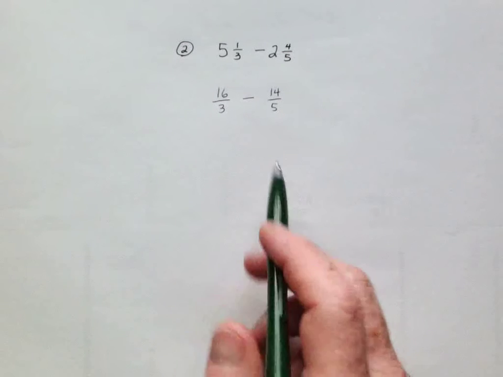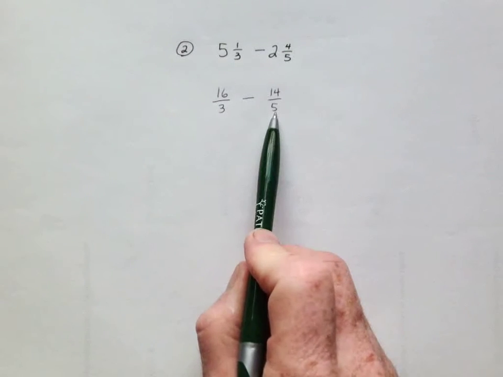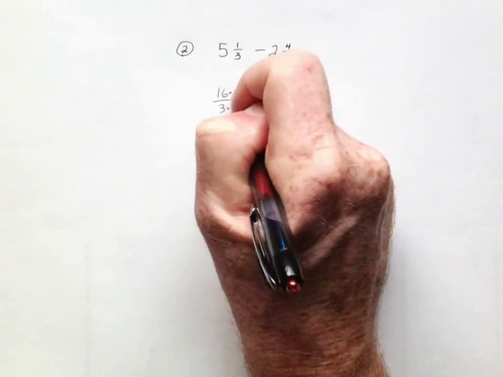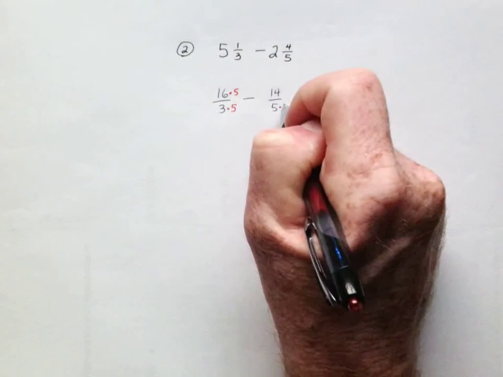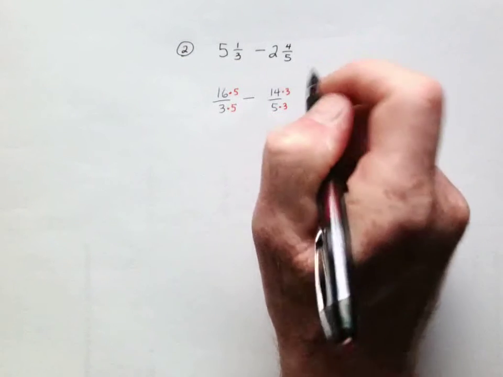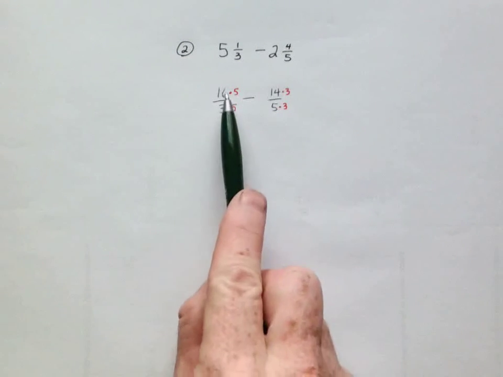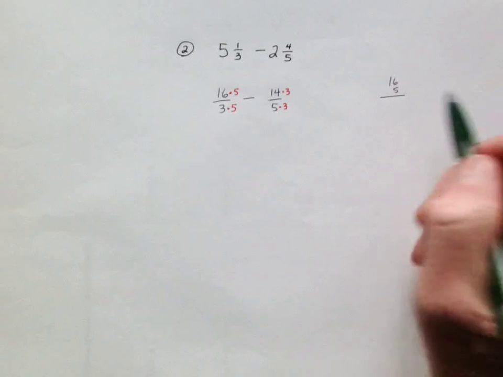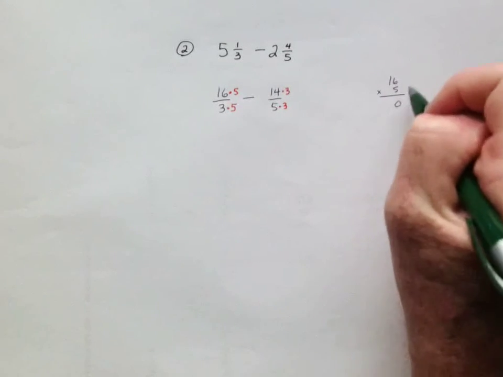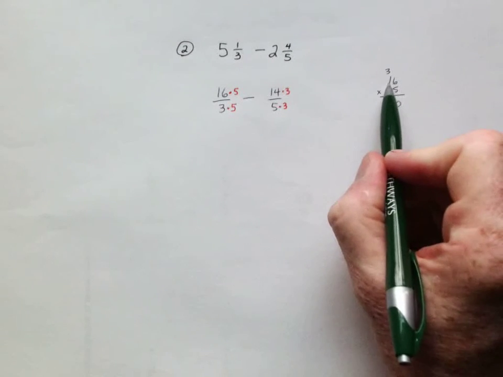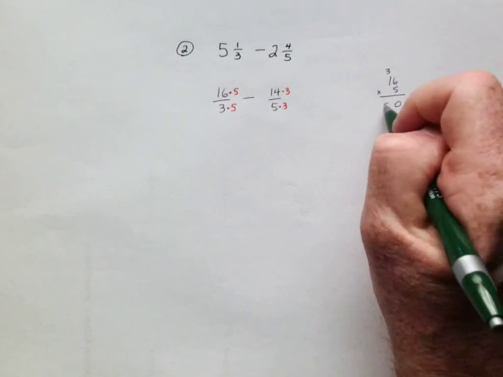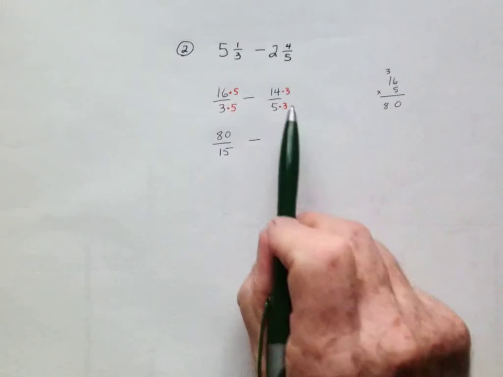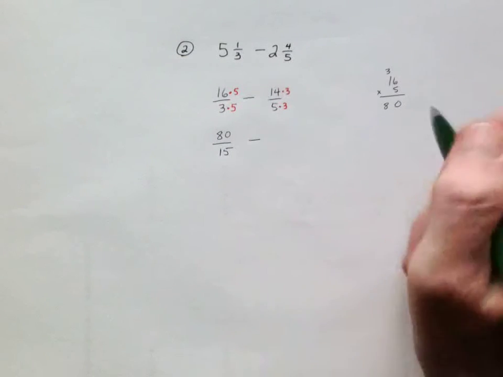And now I need a common denominator, and with these two, I can use the common denominator of 15. This one, I would need to multiply by 5 on the top and the bottom. This one, to change it to a 15, I need to multiply by 3 on the top and the bottom. So for this one, it would be 16 times 5. 5 times 6 is 30. And then 5 times 1, that's 5. With 3 more is 8. So this one is going to be 80/15 minus. And then over here, I need to figure out 14 times 3.